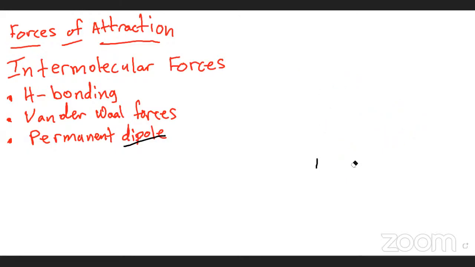All right, so when you have a covalent compound, or let's just look at a covalent bond, a bond between two non-metals. Now, if you have a bond between carbon and hydrogen, it's covalent. So we know that the electrons are being shared. However, these electrons, they are not shared equally.